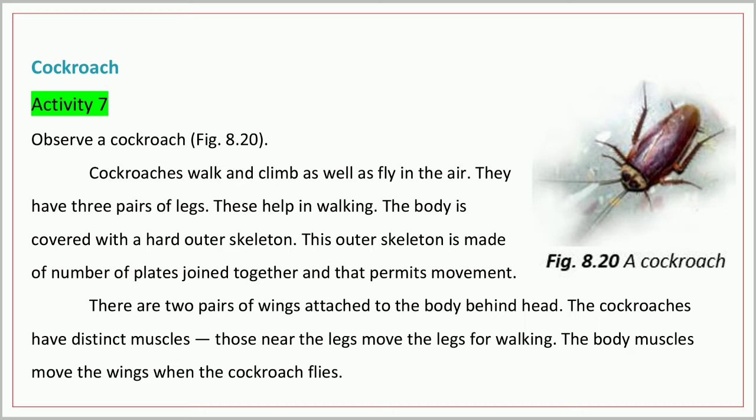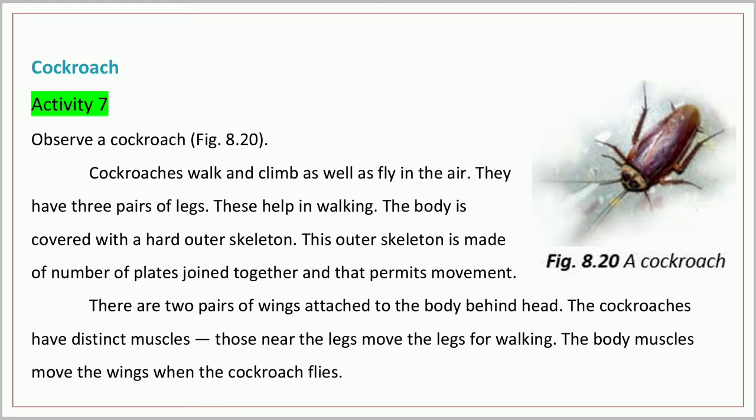Observe the cockroach in figure 8.20. Cockroaches walk and climb as well as fly in the air. Yes or no, students? It can fly in the air. They have 3 pairs of legs. These help in walking. The body is covered with a hard outer skeleton.